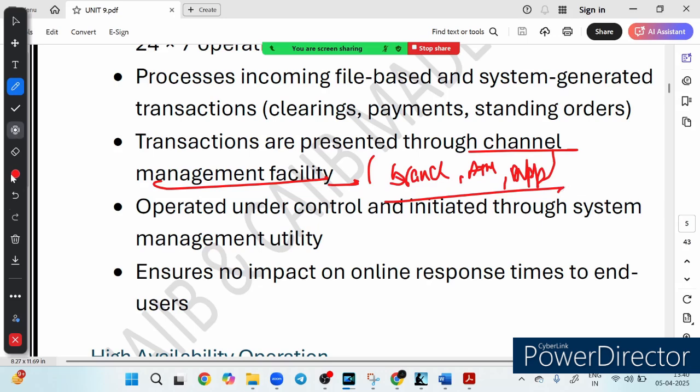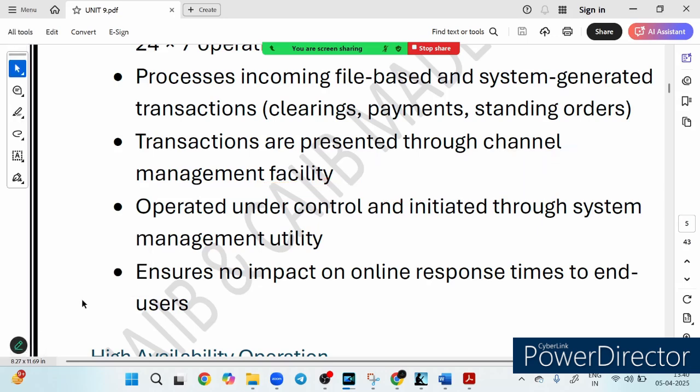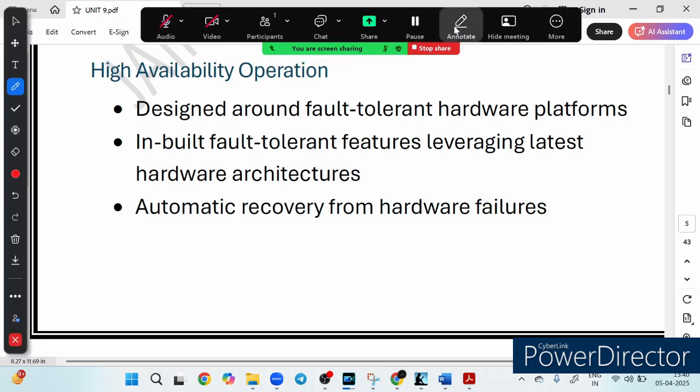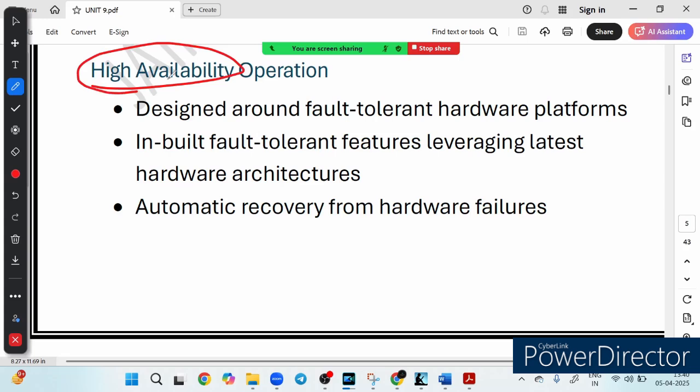There is one more super important point here, which is high availability operation. Now imagine, what if the system crashed during a busy Monday morning? That is where high availability comes in. Suppose the system crashes during the heavy rush on Monday morning, then at this point high availability comes into the picture. What is high availability? Banking systems are built using fault tolerant hardware.